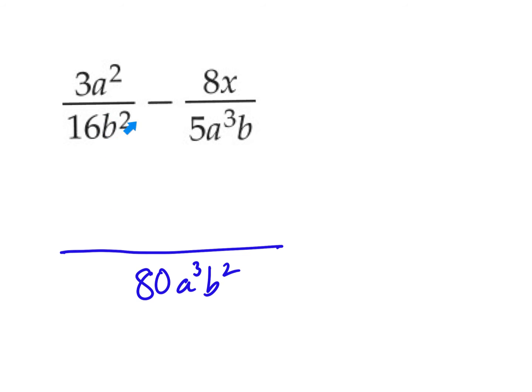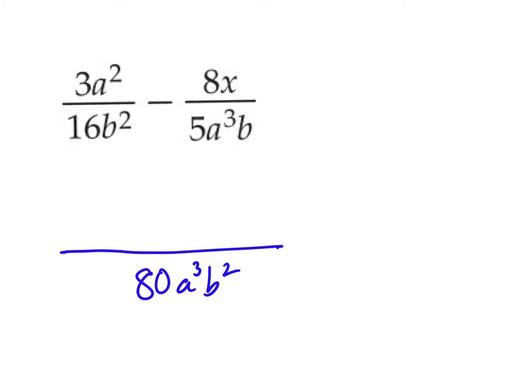A to the third, well, there's no a to the third here, so there's no a to be represented, but this a to the third is there. And the b squared, this b is included in b squared, and this b squared is included in b squared. So this common denominator covers everything. And that's the key to finding the common denominator.